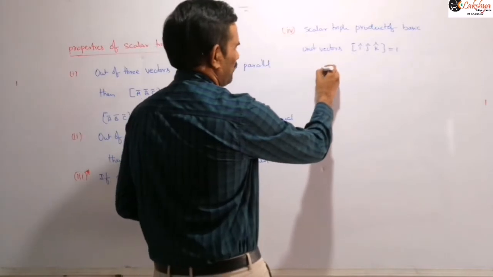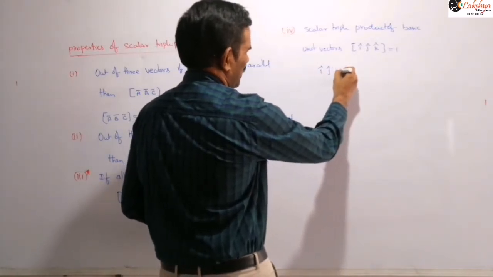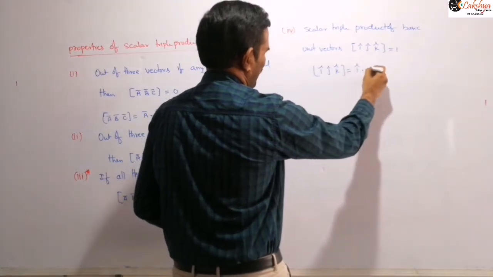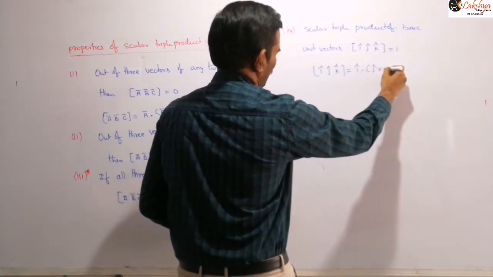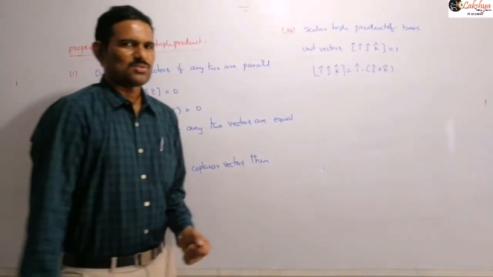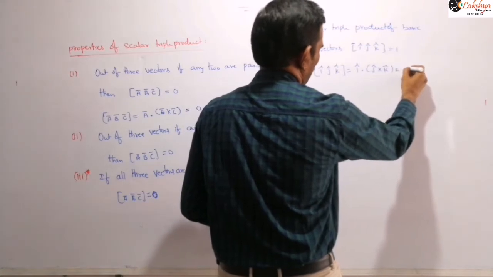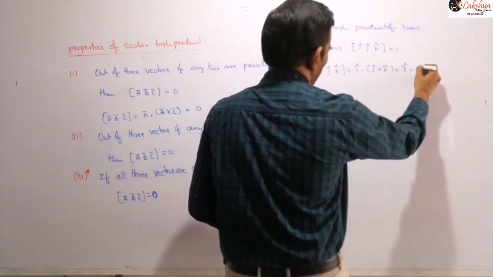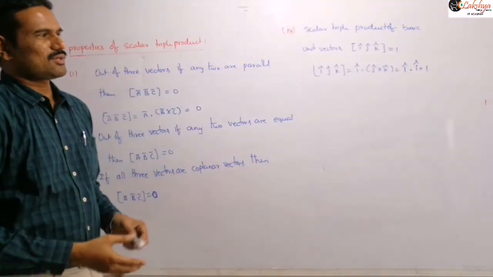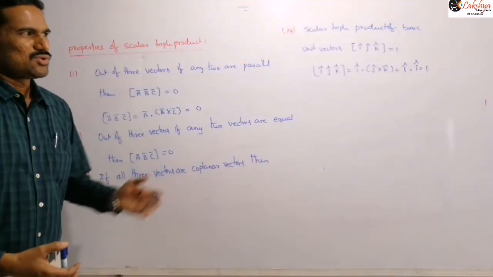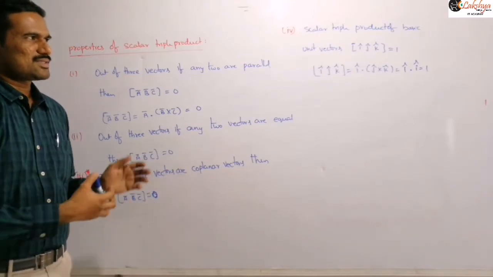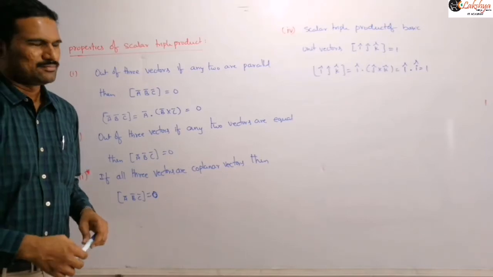And you can simply prove it like this. If you are finding the scalar triple product of these vectors, suppose I am writing this as i cap dot of j cap cross k cap. Now you know the j cap cross k cap value. So j cap cross k cap is nothing but i cap. So you will get i cap dot i cap here, and i cap dot i cap is nothing but 1. So you can easily prove it like this. Any two vectors you can take like that, in any order, then you will get that value as 1, right? So that is the scalar triple product of the basic unit vectors here.